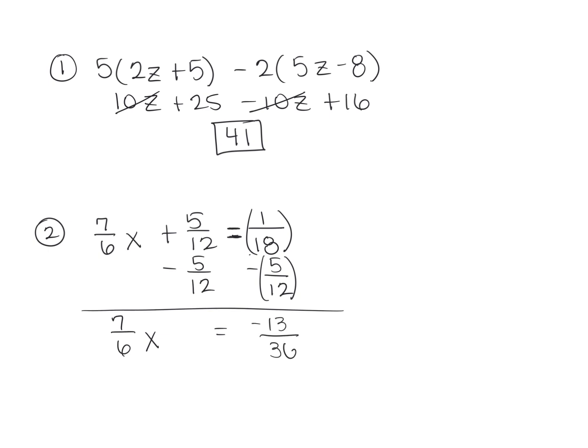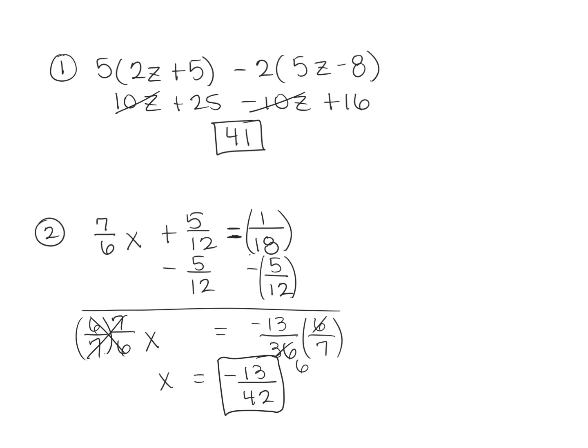And then we're going to multiply by the reciprocal of 7 over 6 on both sides so that this side becomes a 1x because those cancel. So this is x. And over here we're multiplying by 6 over 7. And 6 goes into 36 6 times, so we end up with negative 13 divided by 42. That will not reduce, but you always want to check that on Desmos.